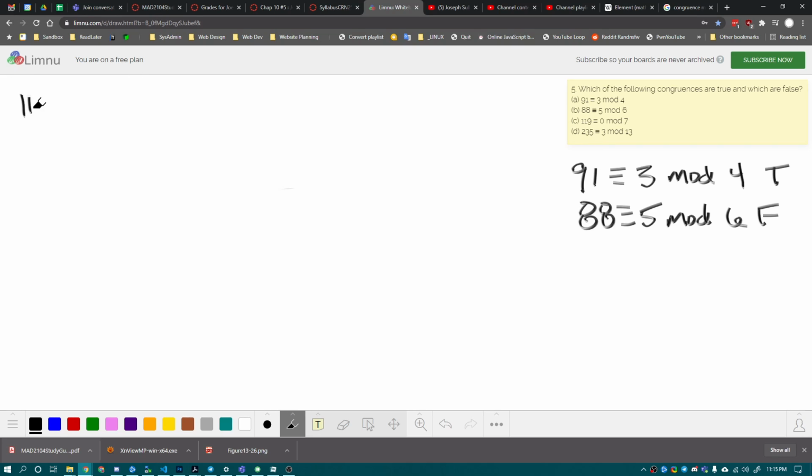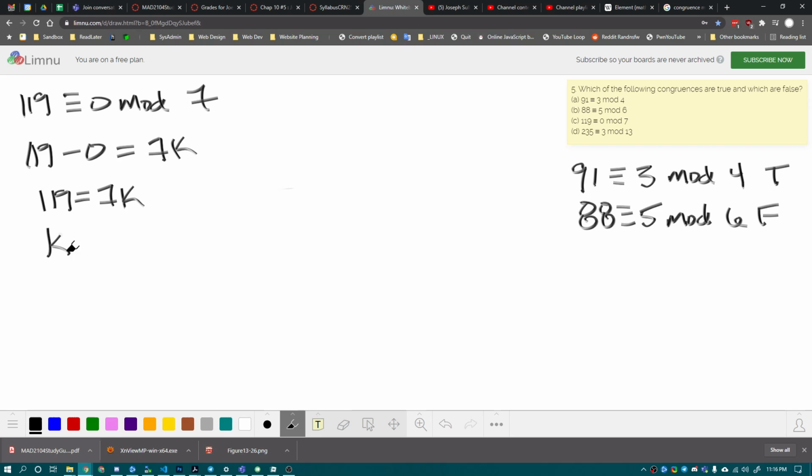Next up is 119 is congruent to 0 mod 7. Okay, 7 goes into 11 one time with 4 remaining. 7 goes into 49 7 times, or sorry, I should write this out. I'm sorry, guys. 119 minus 0 is equal to 7k. 119 is equal to 7k. k is equal to 17, which is an integer. So 119 is congruent to 0 mod 7 is true.